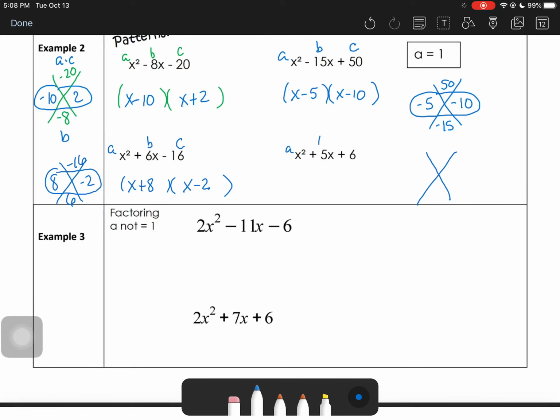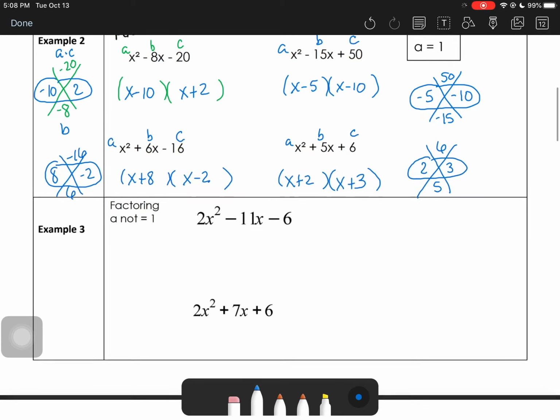a, b, c. A times c is 6, and the b value is 5. What two numbers will multiply to be 6, but add up to be 5 would be 2 and 3. So we have x plus 2 and x plus 3.